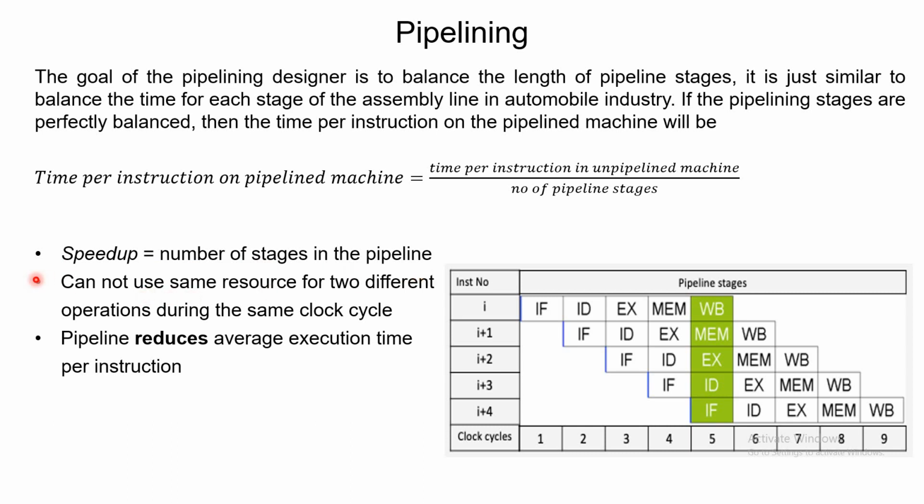We cannot use the same resource for two different operations during the same clock cycle. What does it mean? Let's suppose we have one memory. Can we use the same memory in the same cycle for two different operations? No, it cannot be. We cannot use the same resource for two different operations during the same clock cycle. This is the advantage: pipelining reduces the average execution time per instruction. As we have already discussed, it reduces the time per instruction in the pipeline, so naturally it will also reduce the average execution time per instruction.